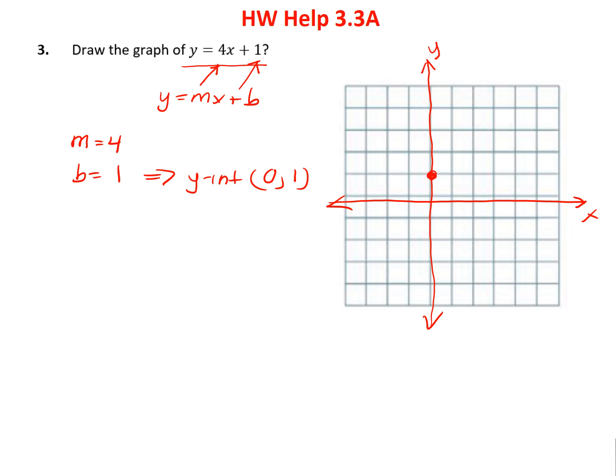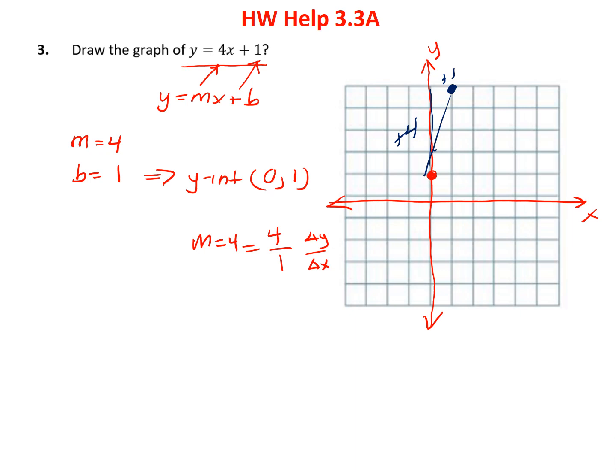Now to draw the next point, we use our slope. And remember, our slope is 4, or we could write that as 4 over 1, which is the change in y over the change in x. So what I do is I start here, and I'm going to go up 4. From here I go 1, 2, 3, 4, and then I go over 1. And so my second point is going to be right here. Notice my little triangle I created. Plus 4, plus 1, 4 over 1.